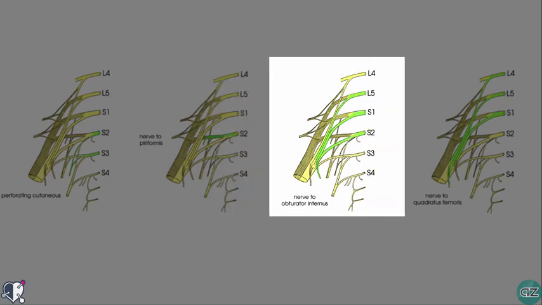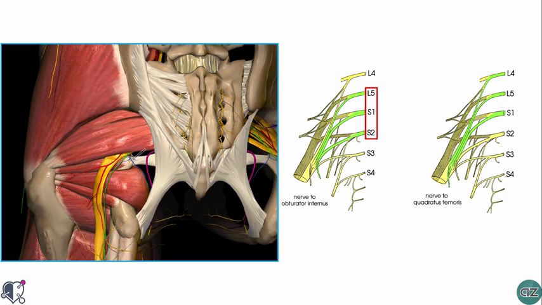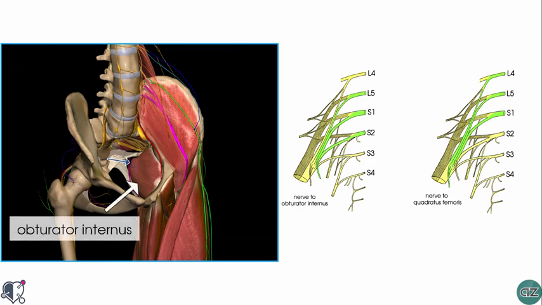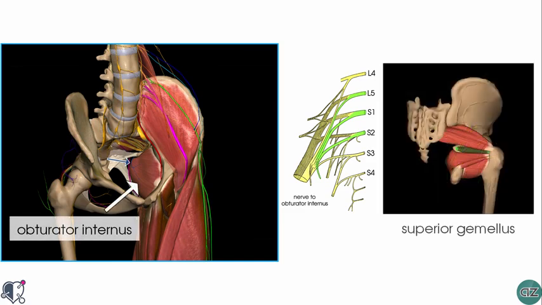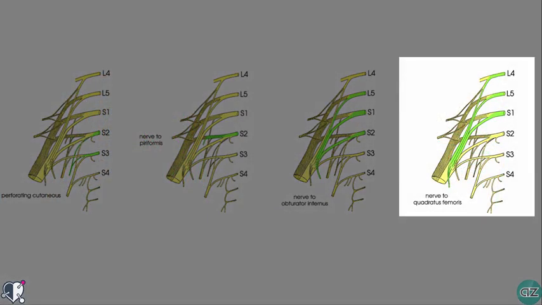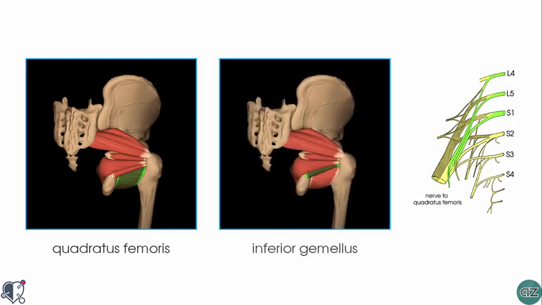The nerve to obturator internus originates from L5 to S2, and like the pudendal nerve, it exits the pelvis via the greater sciatic foramen, loops around the sacrospinous ligament, and re-enters via the lesser sciatic foramen to directly innervate the obturator internus muscle and also the superior gemellus. The nerve to quadratus femoris originates from L4 to S1 and leaves the pelvis via the greater sciatic foramen inferior to the piriformis muscle to innervate the quadratus femoris as well as the inferior gemellus muscle.